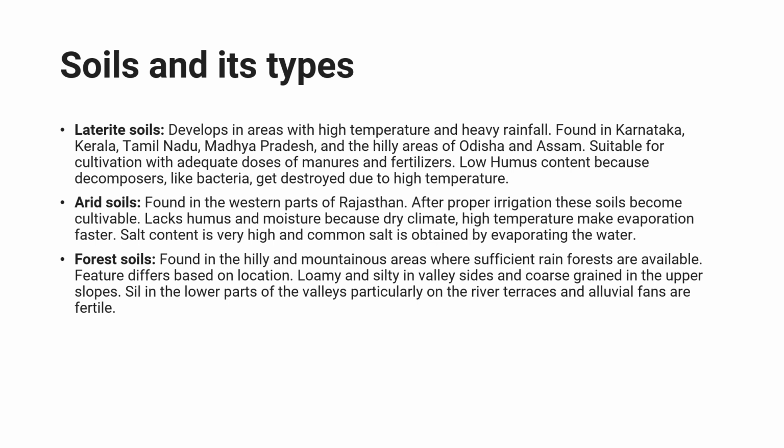Arid soils are found in the western part of Rajasthan. After proper irrigation, these soils become cultivable. They lack humus and moisture because the dry climate and high temperature make evaporation faster. Salt content is very high and common salt is obtained by evaporating the water.